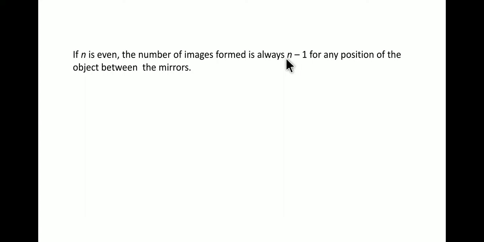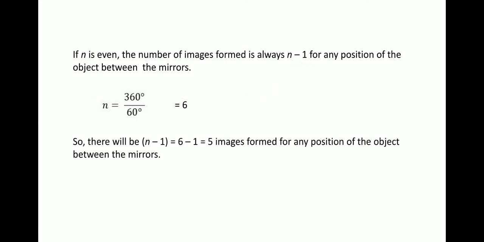So let's see. Over here the angle between the two mirrors is 60 degrees. Theta is equal to 60 degrees. Then n is equal to 360 by 60, which results in 6. So there will be n minus 1 images formed. That means there will be 6 minus 1, which is equal to 5 images formed for any position of the object between the mirrors.